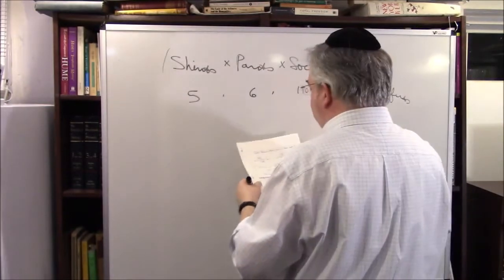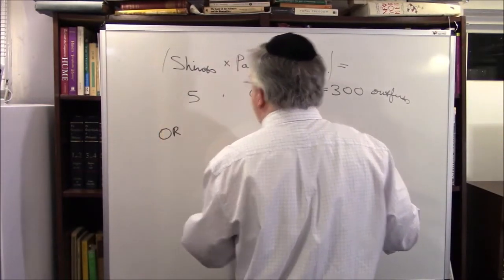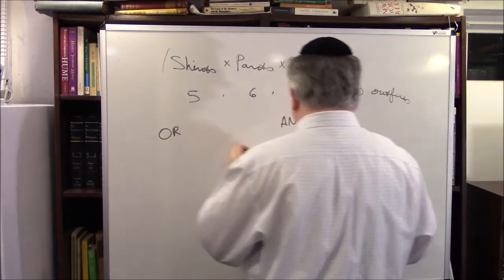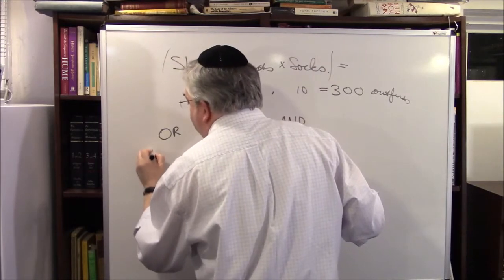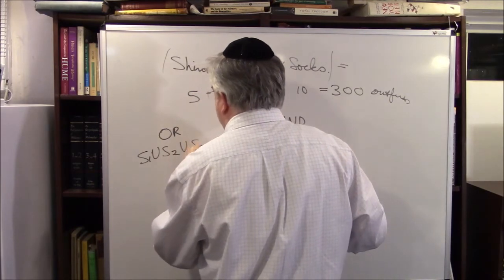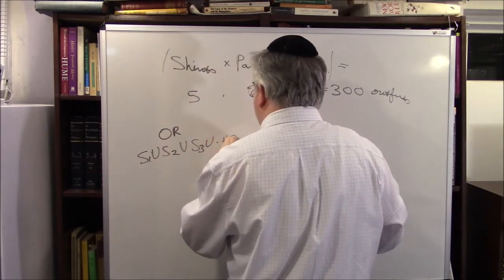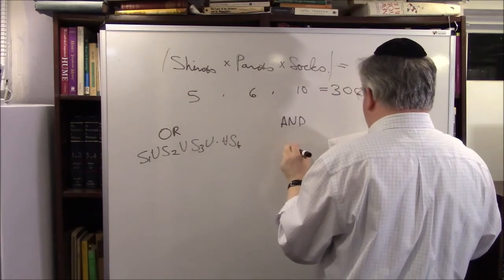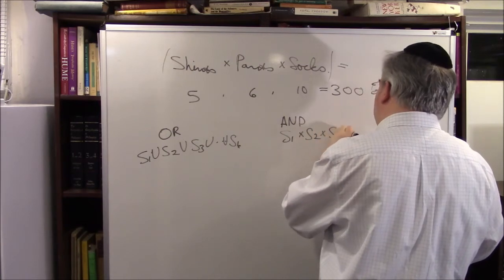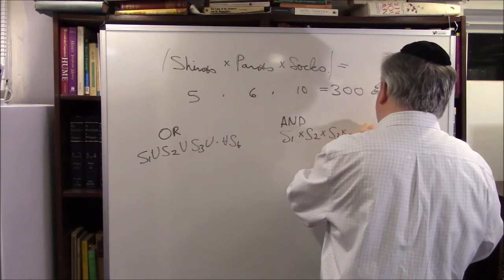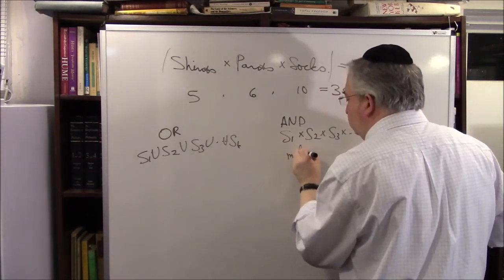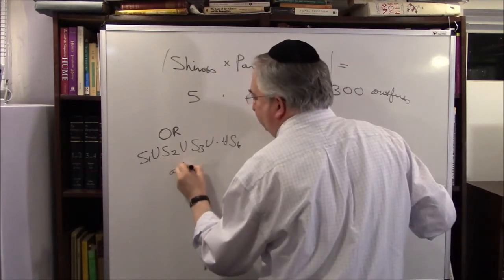Let's just make sure we understand this. The word "or" and the word "and" are 2 different things. The word "or" is going to be about S1 union S2 union S3 union SK. The word "and" is about S1 times S2 times S3 times SK. This is about multiplication. This is about addition.